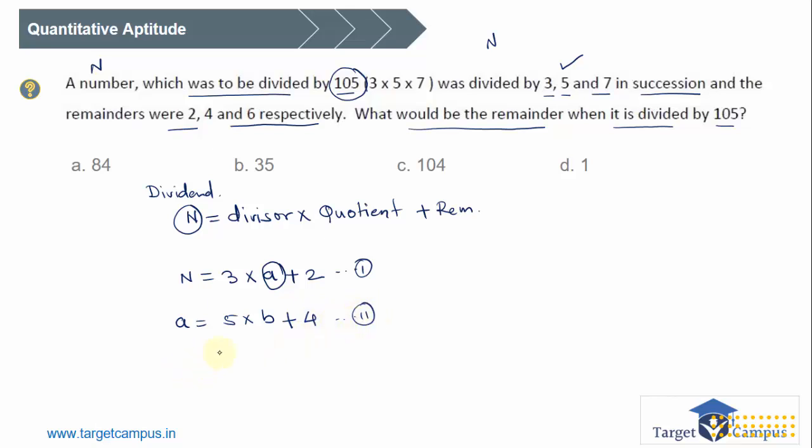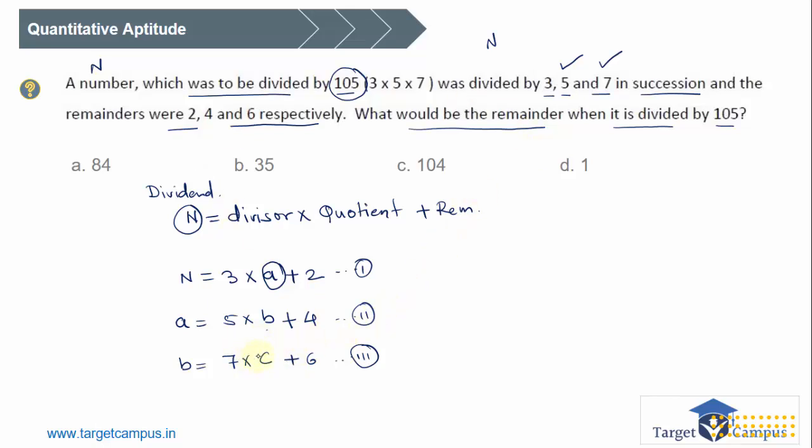Now what will happen in the third step? You take this b as your number, this quotient will be your number now, and you are dividing that quotient by 7. Your divisor is 7 in this case, the quotient is, let's say, c, and your remainder for this step is 6. This is your third step. I hope this is the standard process that we have to follow, guys, when we have successive division.